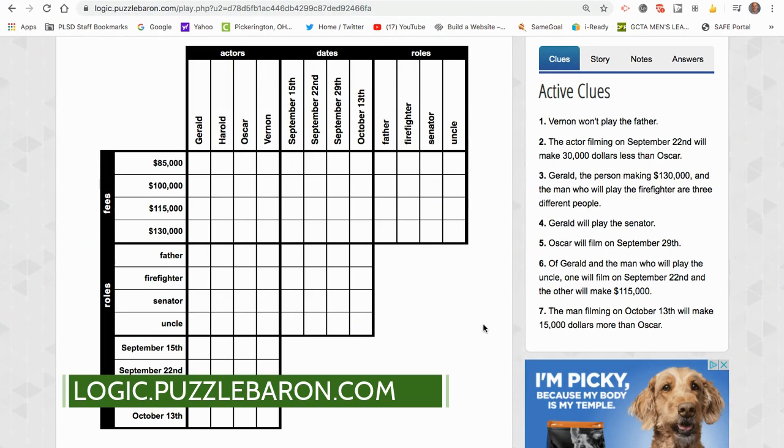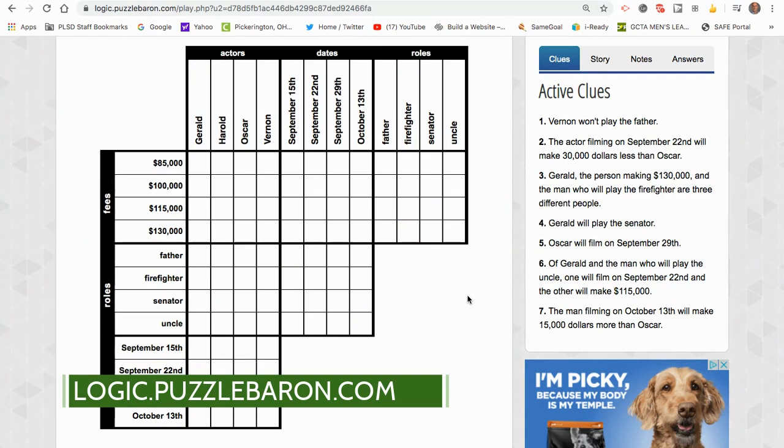And what you can put in is, at logic.puzzlebarren.com, you can put in the grid that you want. So I put in a 4x4 to challenge us even more. So now we have to figure out these actors. We have to figure out how much they were paid, the roles that they played, and the dates. You can see we're adding yet another level, which makes it even more complex.